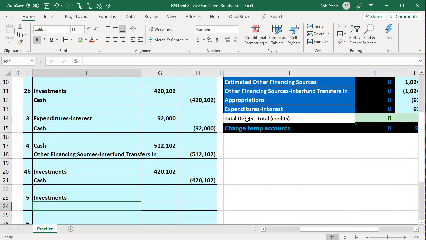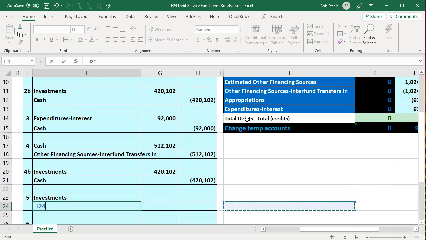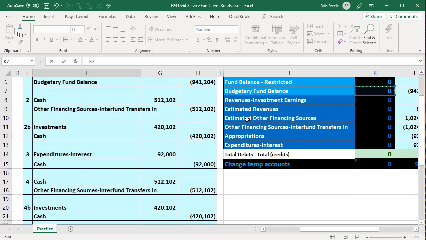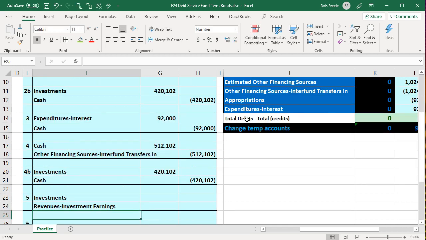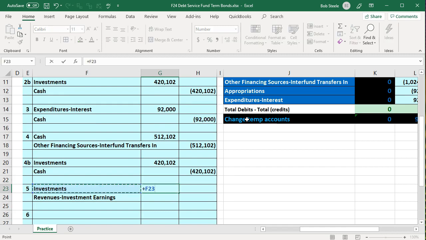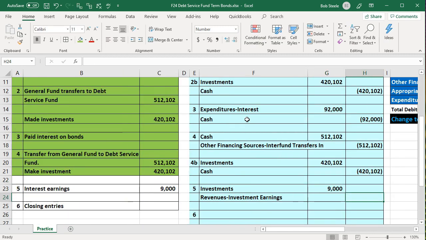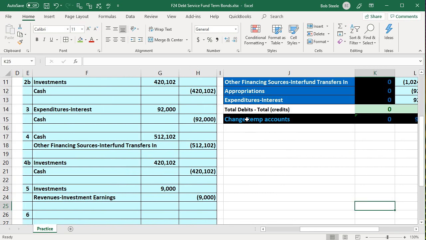And we're going to say that the revenue is the other side. So investment earnings, we're going to have some type of earnings. This is going to be revenue rather than our other sources, which are typically other financing sources that transfer in. Revenue from the investment, and that's going to be for the amount that we earned. And we earned $9,000. There's the debit and the credit. So we're going to say investments $9,000.